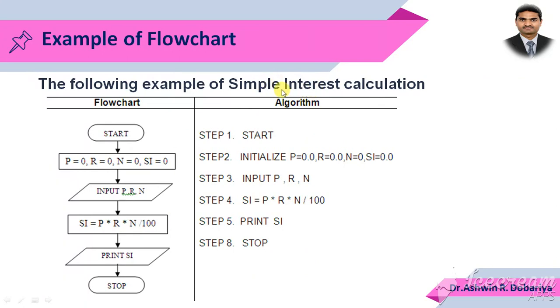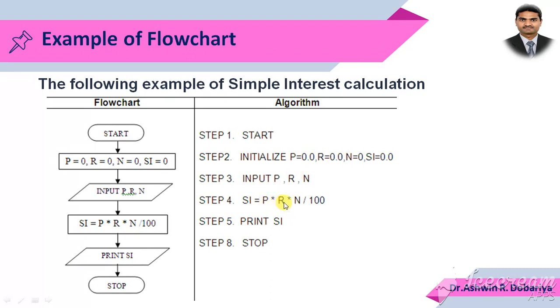And friends, I think all of you are aware of the formula for simple interest. If we want to calculate simple interest, then the formula is PRN divided by 100. So in the algorithm, the first step is Start. Similarly, in the flowchart, first we will represent the terminal symbol Start. Then first we have to declare all the required variables.